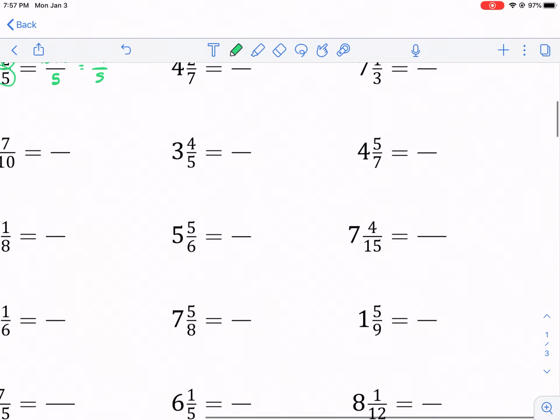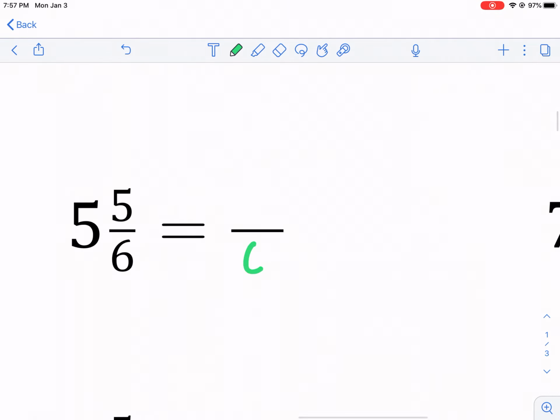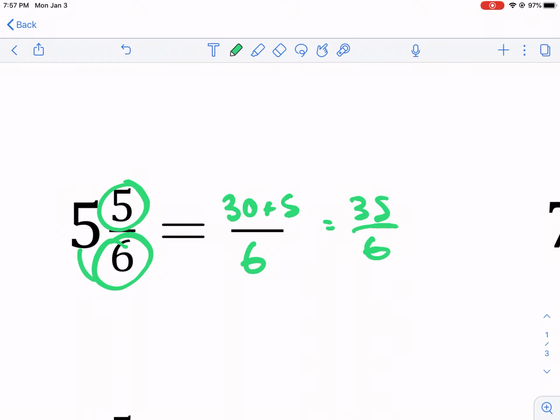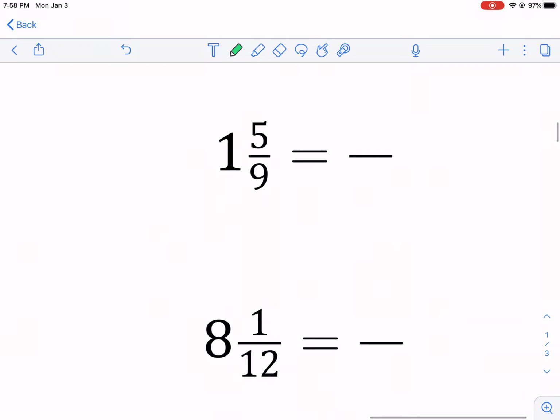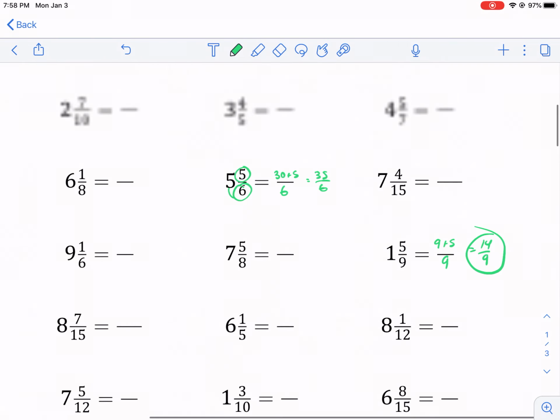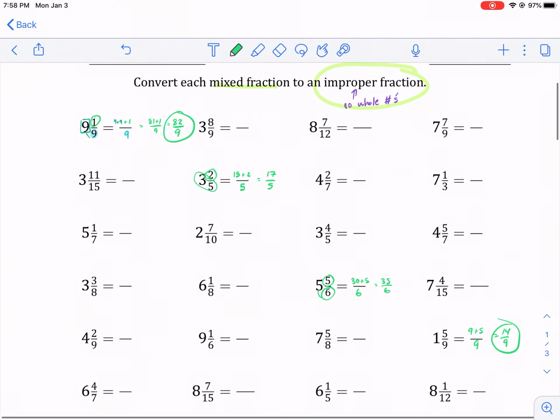Let's do a couple more. So we have this one. I know it's going to be a 6 there because there's a 6 right here. I need to multiply that by that 5. That's 30. I need to add the 5 left over, so it's 35 over 6. That's all there is to it. Again, right here, we have 1 times 9. Okay, 1 times 9 plus 5, 14 over 9. And that's all there is to converting whole numbers into improper fractions.